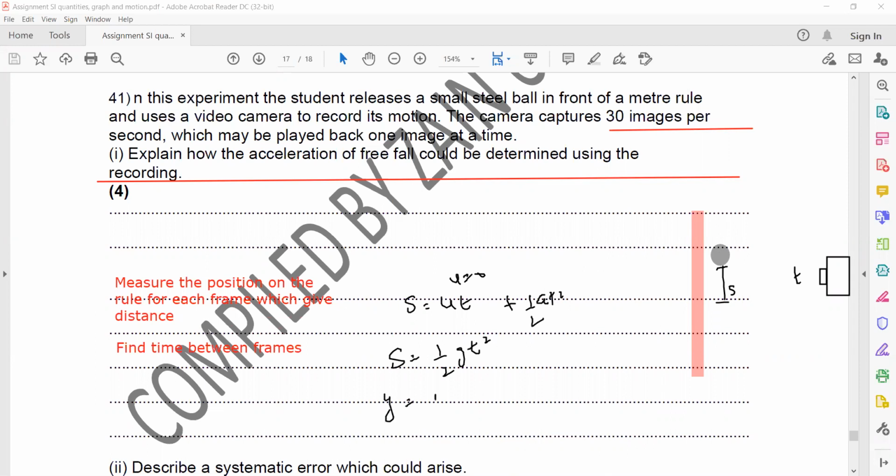Then if we compare with the equation of a straight line, y is equal to mx. So on the y-axis, if we have distance, on the x-axis, if we have the time square, our gradient will be equal to g by 2. So the acceleration due to gravity is the gradient multiplied by 2.